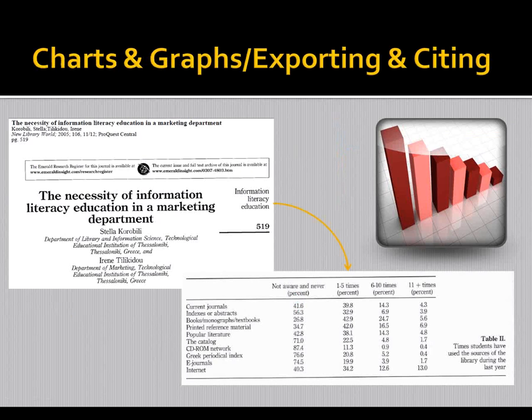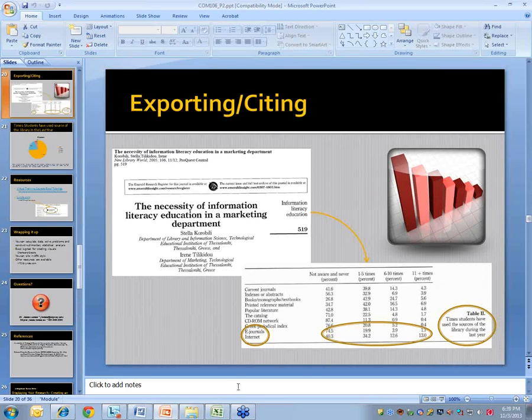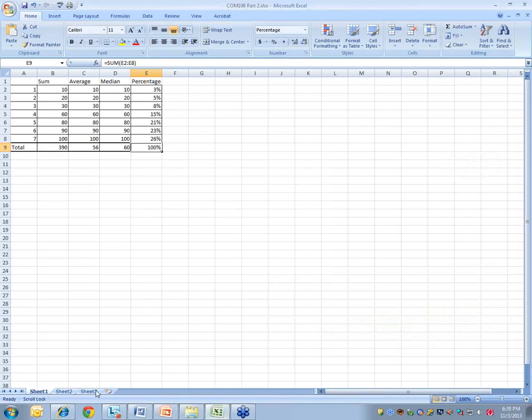Now what I want to do is create a chart and a graph, all right? And what I've done is found a journal article on the necessity of information literacy education in a marketing department. And what I've done is found a table within that particular journal called Time Students Have Used the Sources of the Library During the Last Year. So I've got e-journals and the Internet, and I want to create a column chart that shows that particular information. So what I'm going to do is I'll jump back into my Excel file.